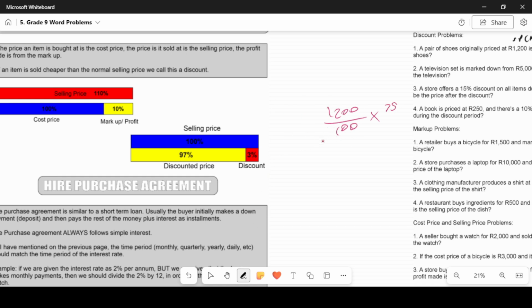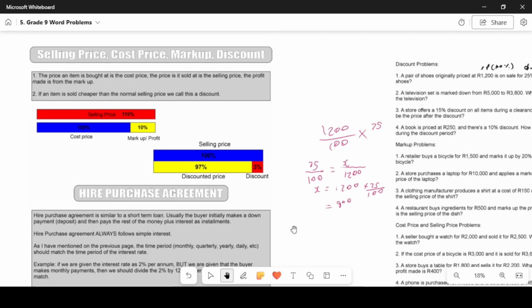Or alternatively, we could say 75, the discount price, over the selling price, which is 100, must equal the discount price, which is what we're going to find, or the sale price, same thing, over 1,200. Therefore x is equal to 1,200 multiplied by 75 over 100. We're dividing this into 100 parts and then multiplying by 75. Same idea, just a different way of representing it. We should get 900 here as well.